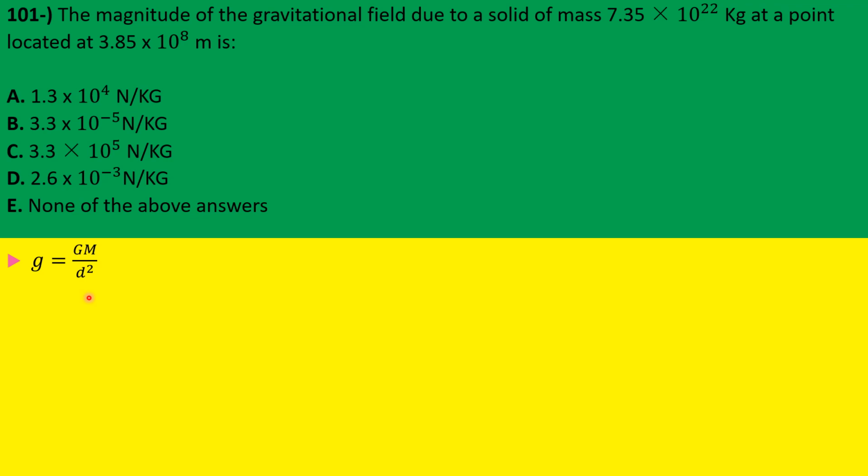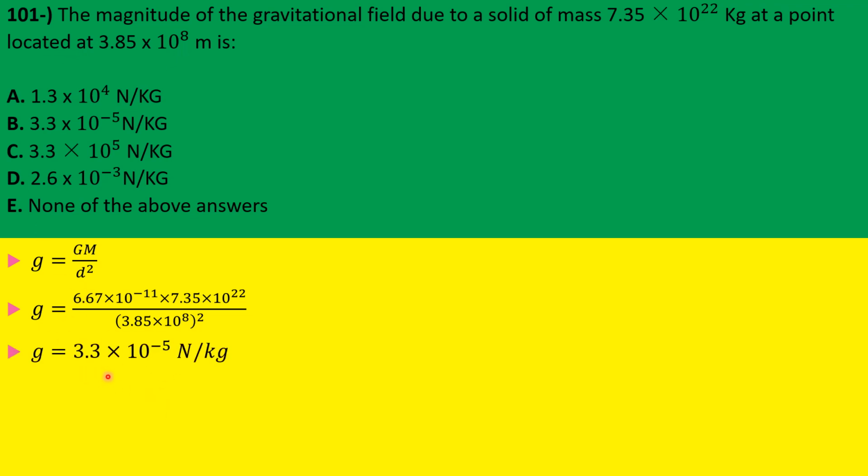If it's not a point mass, then you have to talk about the distance from the center of the earth, for instance, because the earth is not a point mass, so you have to take the distance from its center. All right, so we're going to use that. The distance from our point mass all the way to the point is this. So we put that in, we simplify, and then we have our g to be 3.3 times 10 to the power negative 5. So our answer is B.